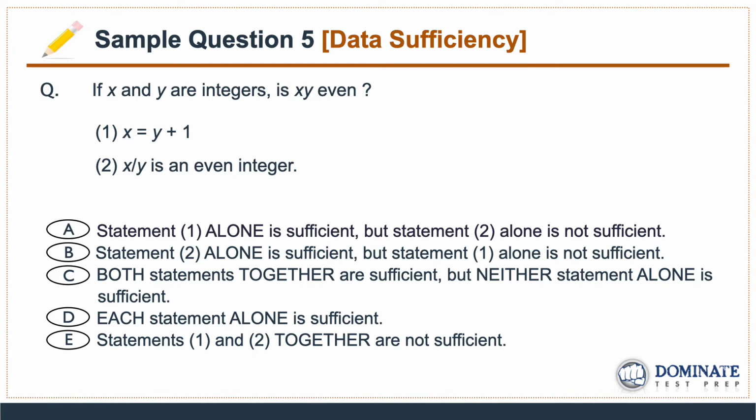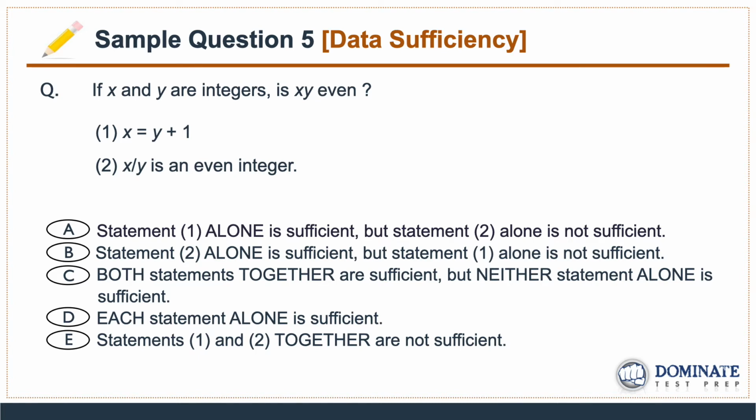Is that enough to answer the question, either individually, like just with statement 1 or just with statement 2, or do I need both bits of information? Or even with both of those pieces of information, would I still need some additional information to be able to definitively answer that question, is x, y even?